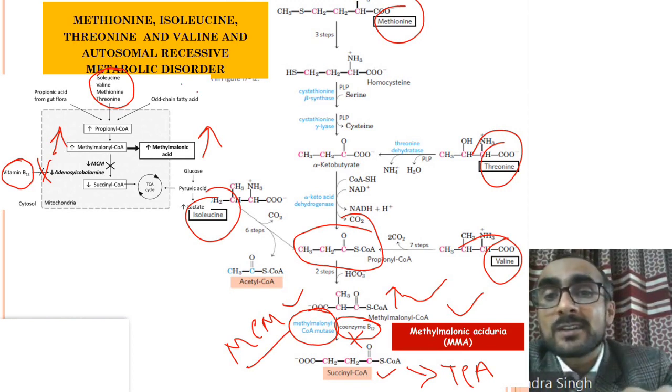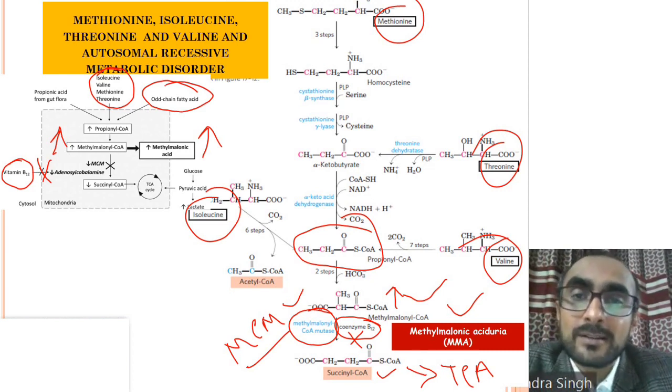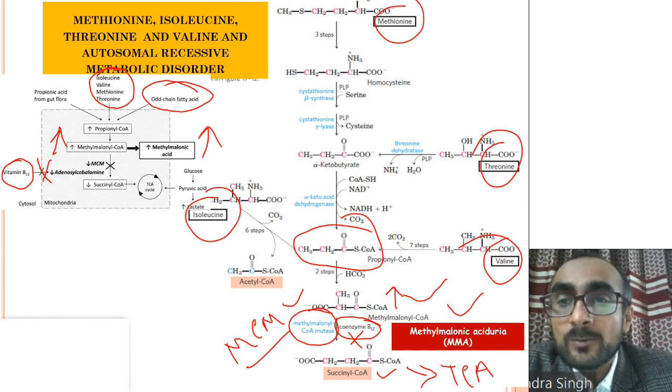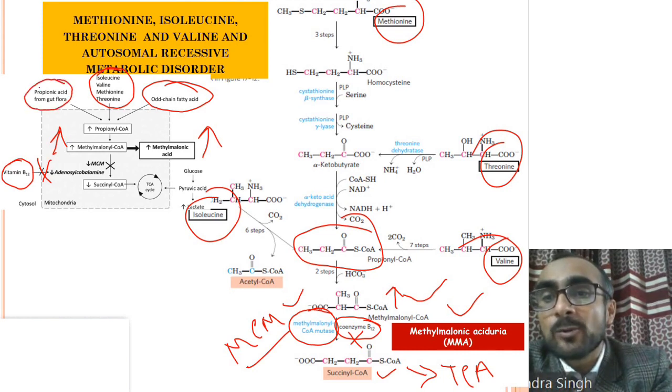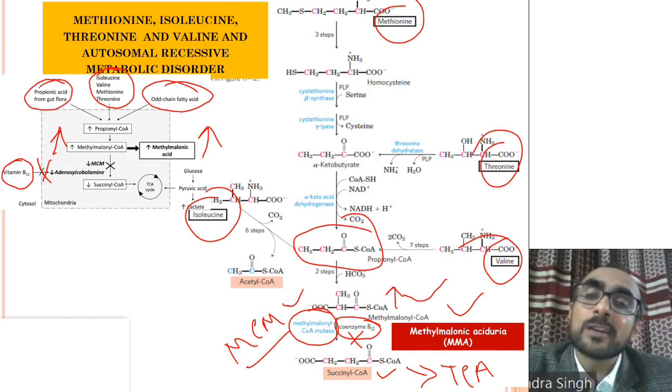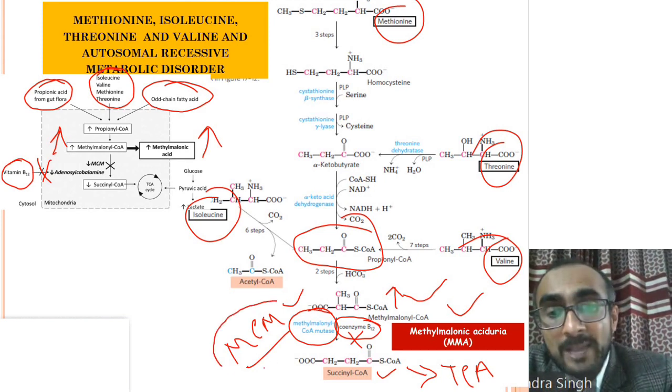well, odd chain fatty acids are also eventually oxidized into propionyl coenzyme A. And in gut flora, those also release propionic acid, that is absorbed and converted into propionyl coenzyme A in the body. So the only way propionyl coenzyme A can be converted into some product in the body is by this enzyme MCM.